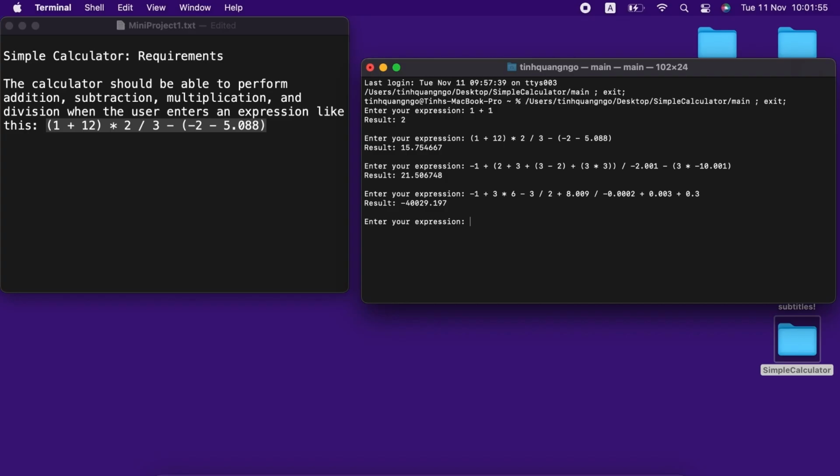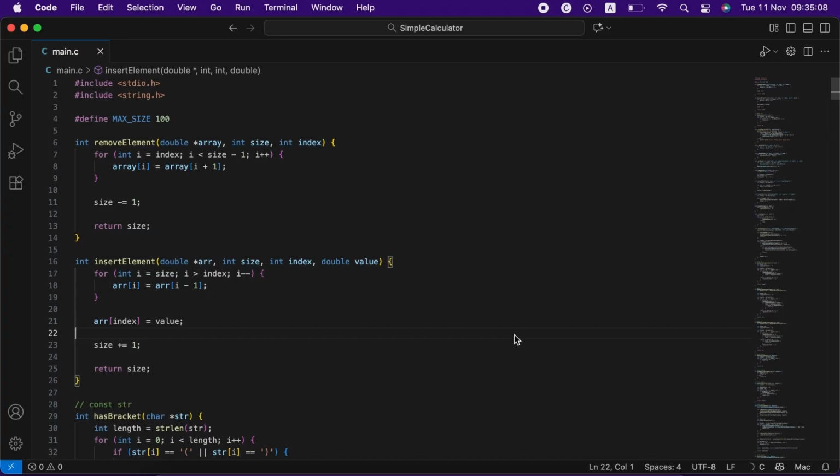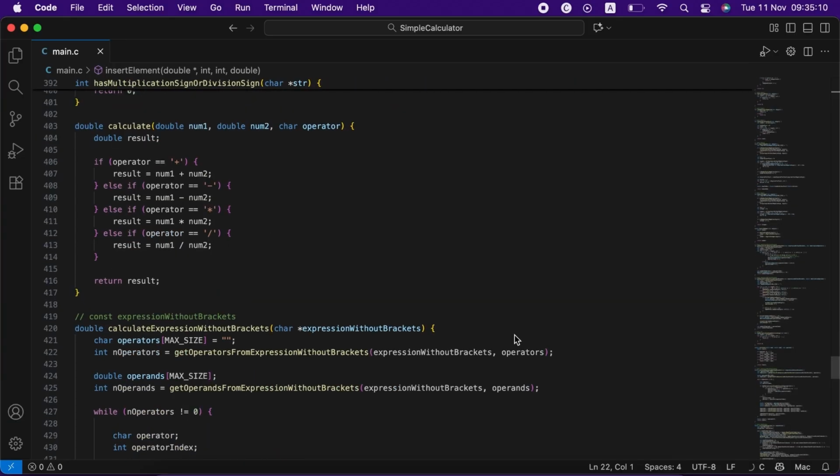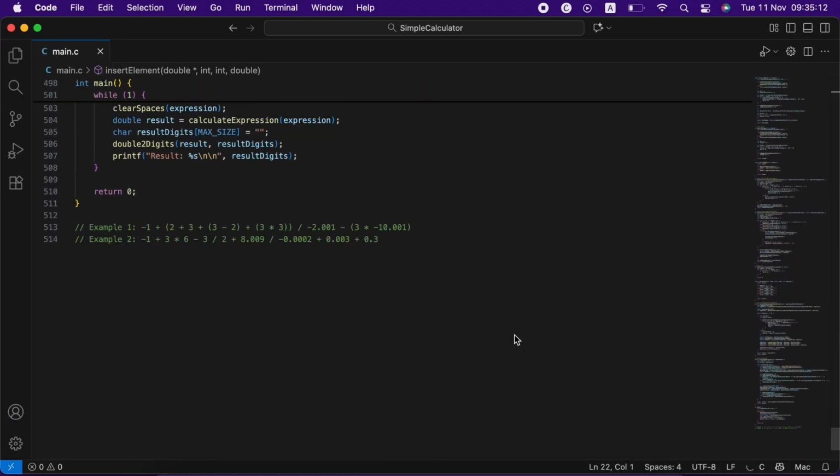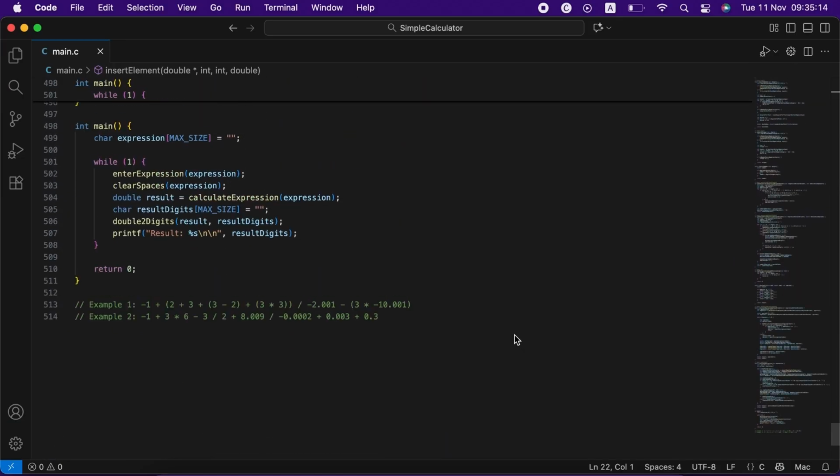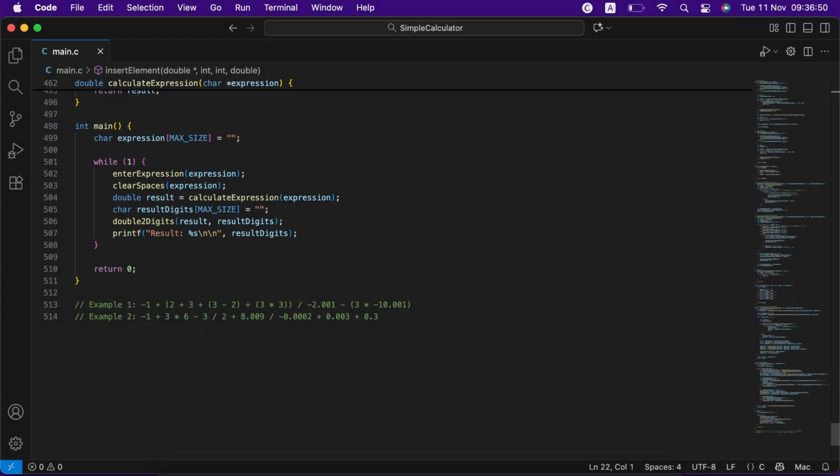Next, I will show you the code. Very short, right? Okay, I will show each part of the code. You can see, or maybe you can find the code by the link.